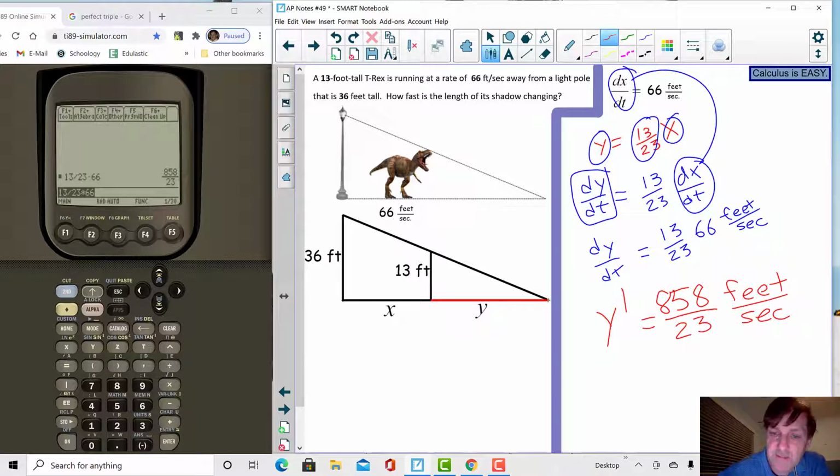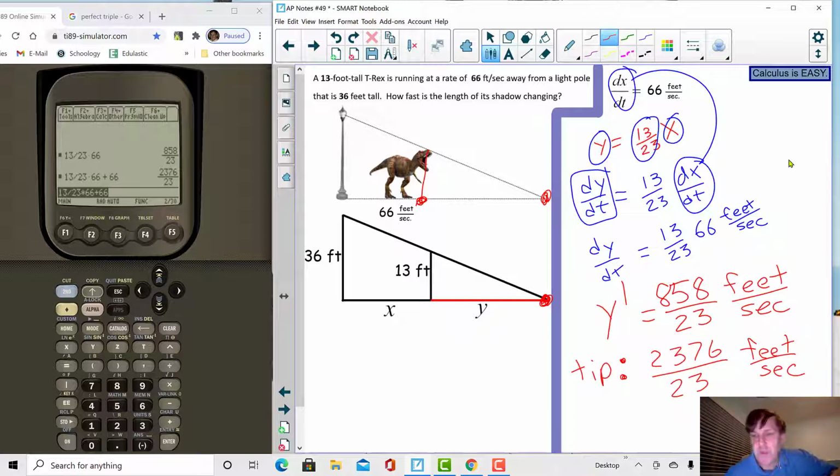Sometimes it asks how fast is the tip of the shadow changing. In that situation, you have to add the speed of the T-Rex. Because the T-Rex is traveling at 66 feet per second, you would just add 66 to that. We'll do that in the graphing calculator. So the length of the shadow is traveling at 858 over 23 feet per second, and the tip of the shadow is traveling at 2376 over 23 feet per second.